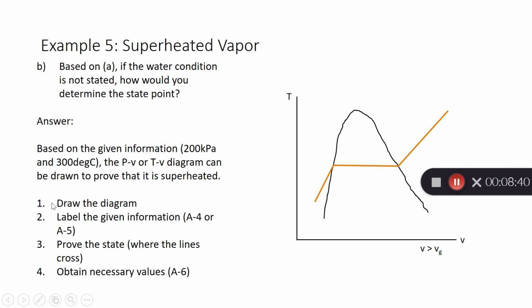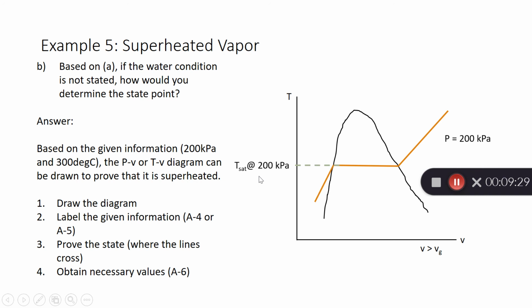As you draw the diagram, you label the information given from A4 or A5. You draw the TV diagram, and this line will be 200 kPa because this is the pressure you know. Now be careful not to label this line as 300 degrees because it's not necessarily 300 degrees. What this actually is, is T sat at 200 kPa. So you have to go to A5, find 200 kPa, find the T sat, and label it here. And then you'll find that it's much less than 300 degrees.